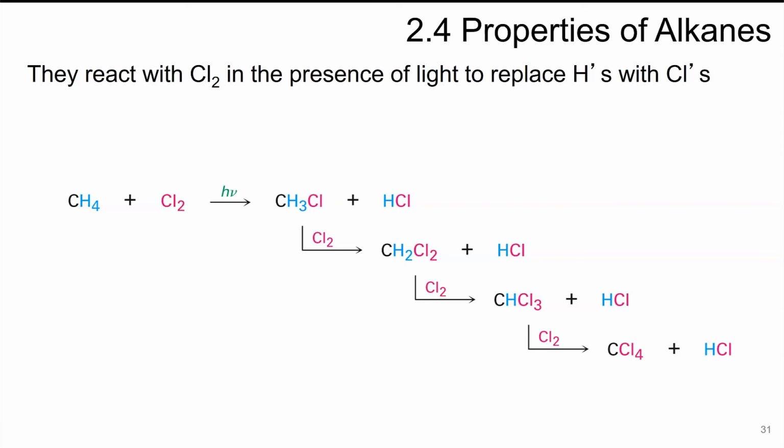Alkanes can react with chlorine in the presence of light to replace hydrogens with chlorines. This is a very uncontrolled reaction. If you have methane, which is CH4, with chlorine in the presence of light, such as the sun, one of the hydrogens is replaced with the chlorine. That reaction can happen again to give CH2Cl2. That reaction happens again, etc., to end up with CCl4 plus HCl.